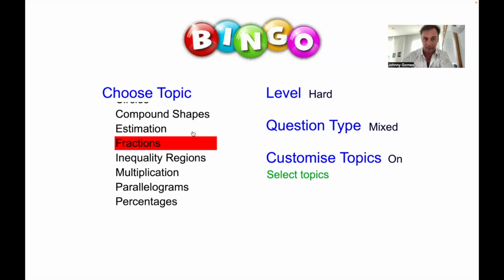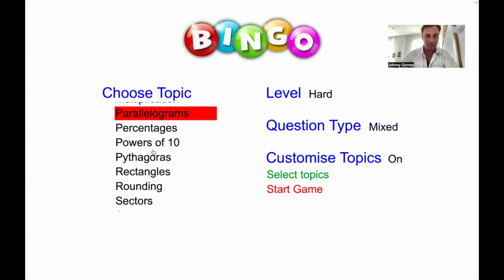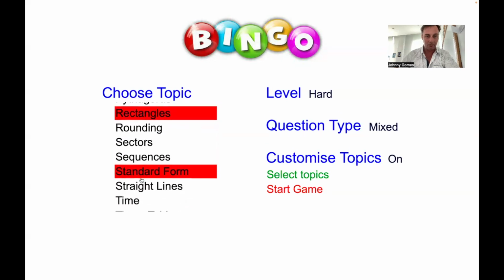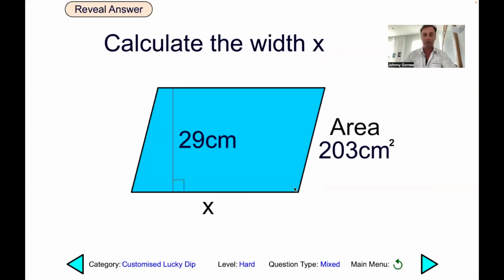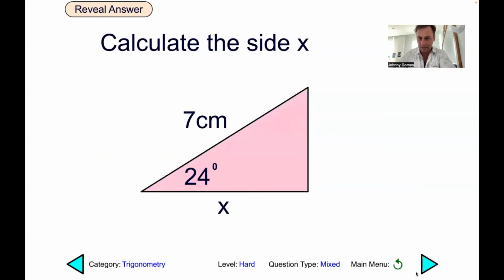Customize topics. Right, so this allows me to select different topics. Parallelograms, rectangles, what did I say? Triangles and trapeziums. Right, then we start the game. Okay, so that's basically the bingo.